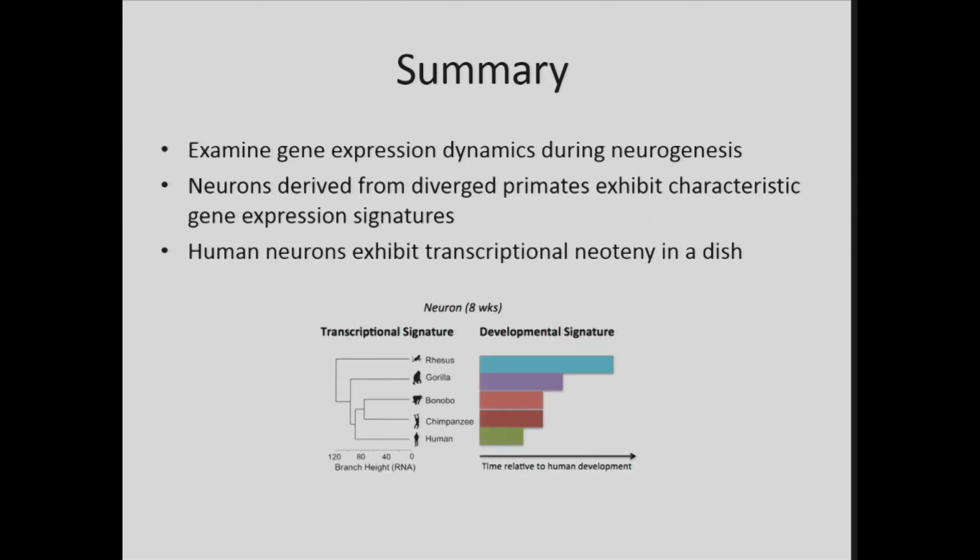So in summary, I showed you an examination of neurogenesis in multiple different species. Overall, this is a largely conserved process between species, but there are underlying differences that have evolved over evolutionary time, and that human neurons exhibit transcriptional neoteny.